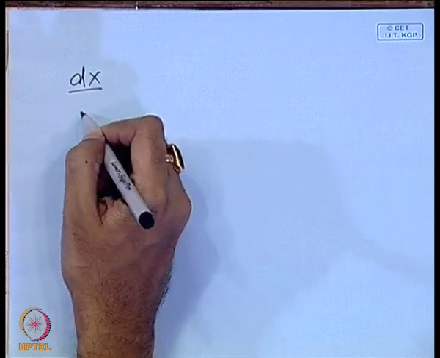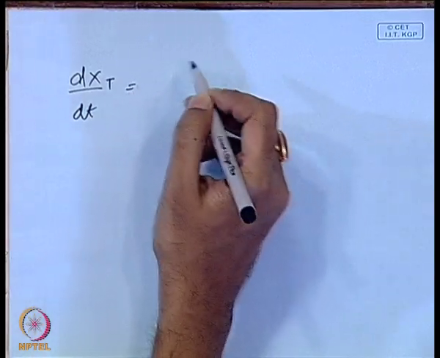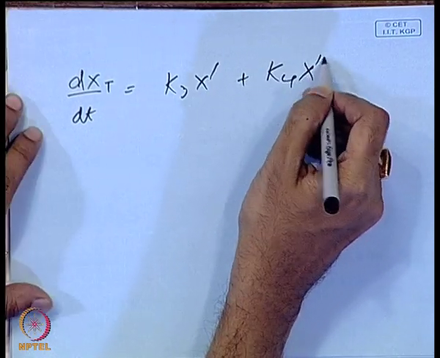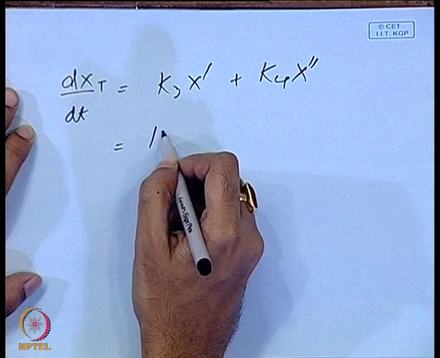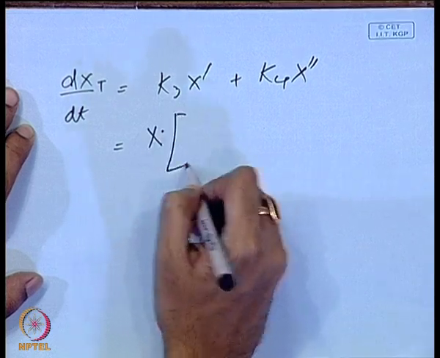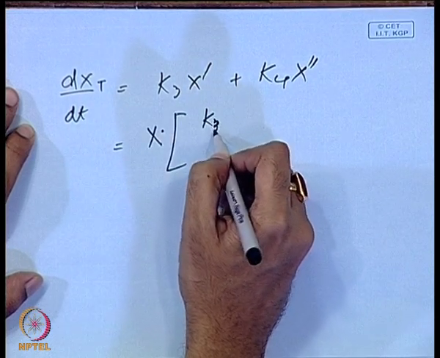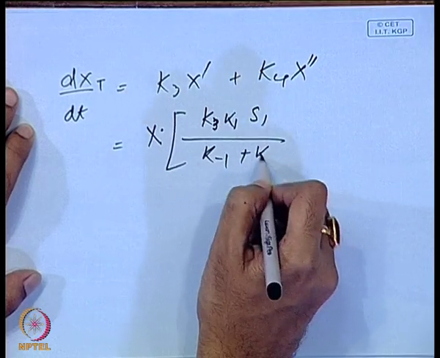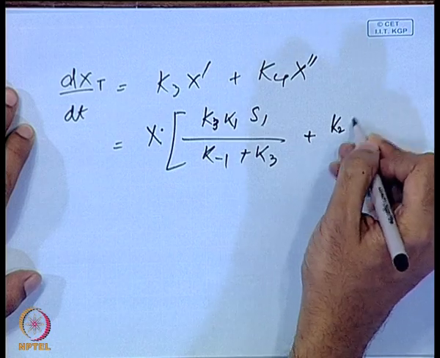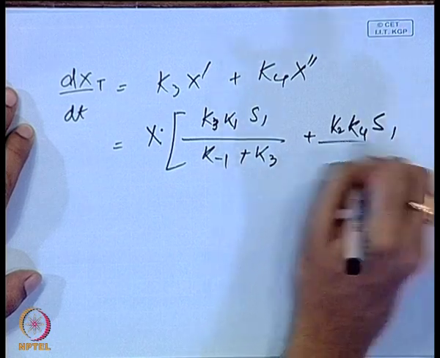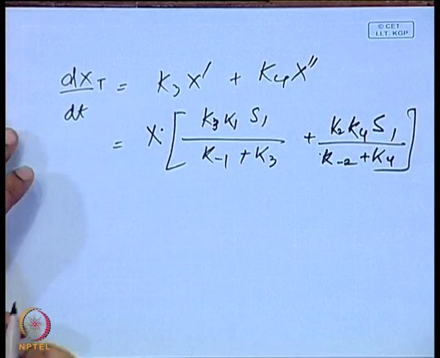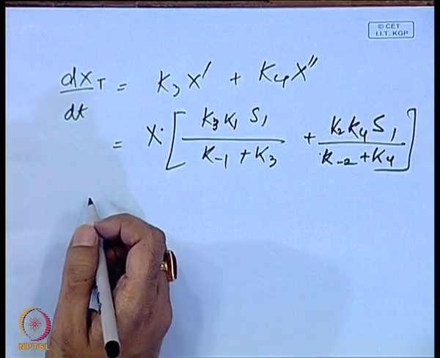So, dx dt equals k 3 x prime plus k 4 x double prime. So, as soon as you replace this, you get x times this number k 3, fine. Now, what you do is, let us go to the slide.